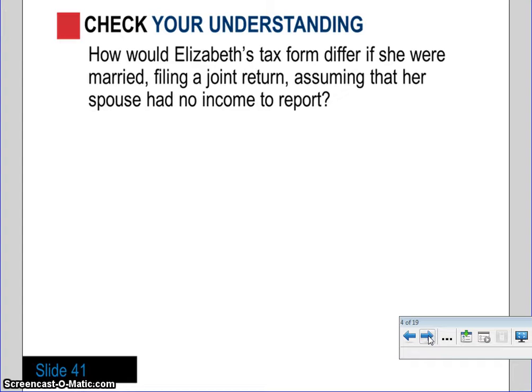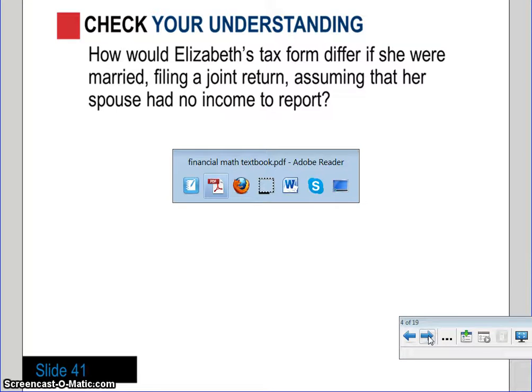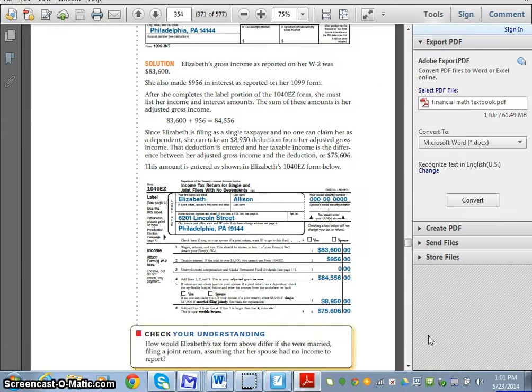Check your understanding. How would Elizabeth's tax differ if she were married filing a joint return, assuming that her spouse had no income to report? So here's where we're going to start looking through the book. I want you to notice here, and hopefully you printed this out because it's very hard to read on this screen, the area across from the $8,950. Over to the left it says if no one can claim you or your spouse on a joint return, enter $8,950 if single, $17,900 if married filing jointly.